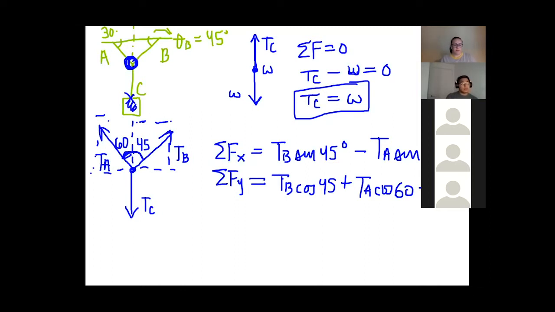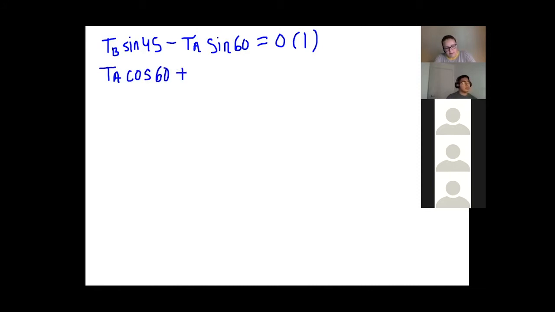I'll move this over to a clear whiteboard so that we have a little more space. Okay. So TB sine of 45 minus TA sine of 60 is equal to 0. That is our equation number 1. And TA cosine of 60 plus TB cosine of 45 minus W is equal to 0. That is equation number 2. So I have two unknowns and two equations. Given that, I know that I can solve for my unknowns.